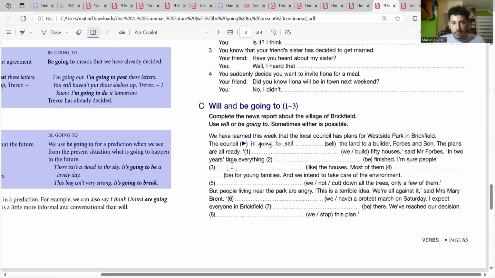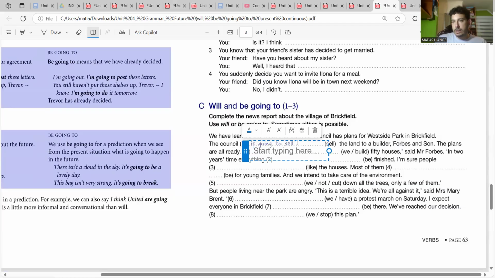We have learned this week the local council of Brickfield. The council is going to sell the land to a builder, Forbes and Son. The plans are all ready.